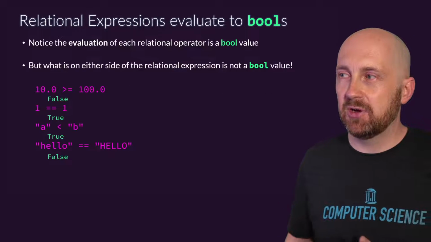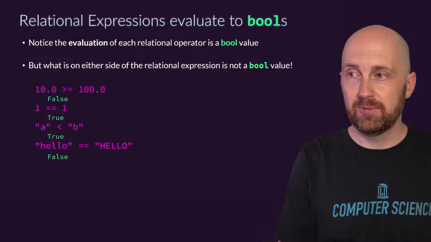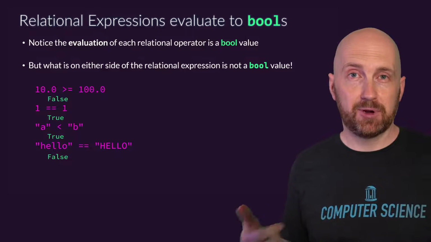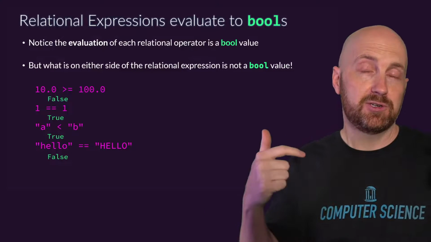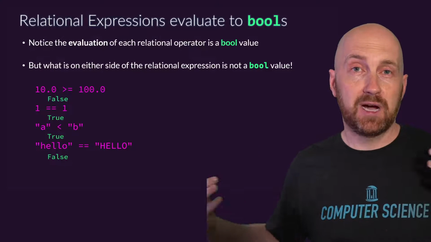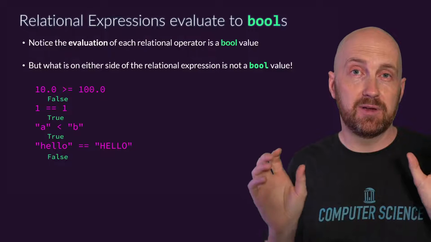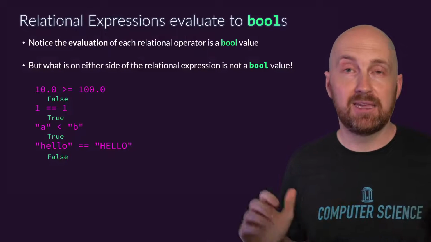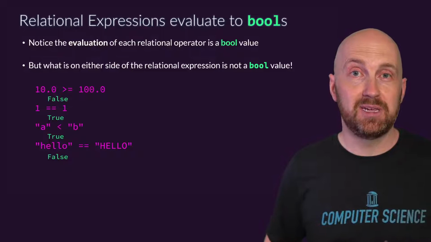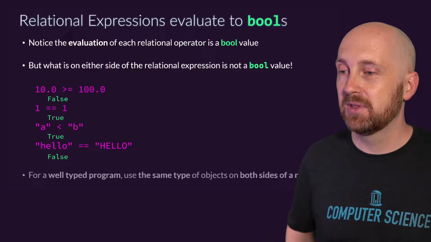Each of these relational operators is going to evaluate to a Boolean value, right? So it doesn't matter if we're comparing two numbers, two strings, two integers or floats, or two objects of other kinds. The comparison will be between two objects of the same type, and then the resulting value is going to be a Boolean value. So it's only going to be one case or another, right?